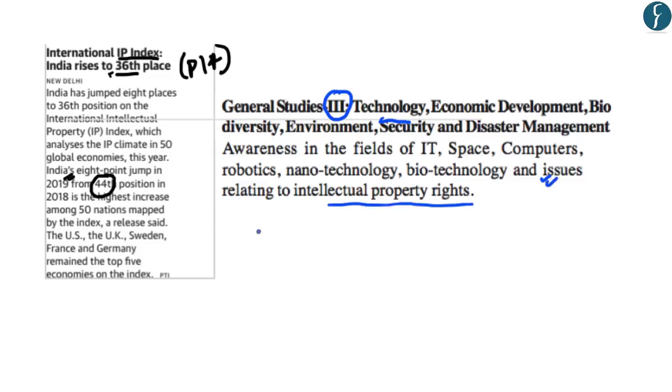Now apart from that, you should also understand about the International IP Index from the perspective of your upcoming prelims examination of 2019. And before understanding about the International IP Index itself, let us understand how questions have been asked in your previous prelims examinations on various indexes and reports. Whereby this understanding on how previous year questions have been asked on indexes and reports would also give you the perspective on why the Ease of Doing Business Index, the Human Development Index, or the Environmental Performance Index are also important for your prelims examination.